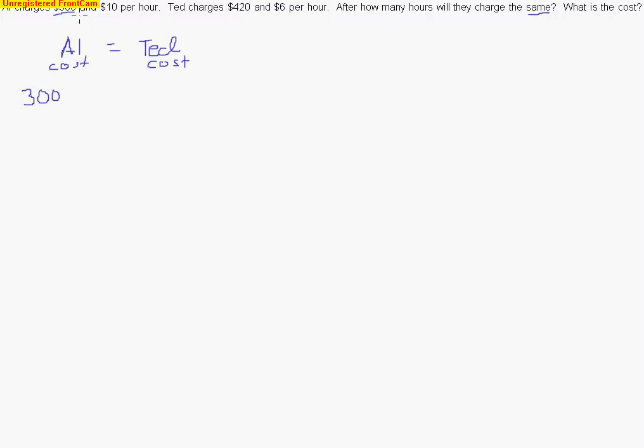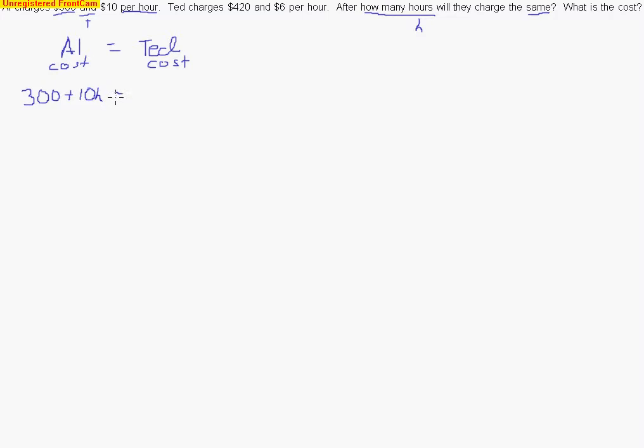Now it says and, which just means plus. So we're going to add another cost. Well, the other cost is $10 per hour. But this per hour means that we don't know how many hours he's going to work. And if you look at the question, it asks for how many hours. We don't know how many hours, so we have to use a variable like h. So I'm going to take the $10 and multiply it by the number of hours. And what that will give me is the cost. It'll give me dollars, and I'll be able to add it to that 300.